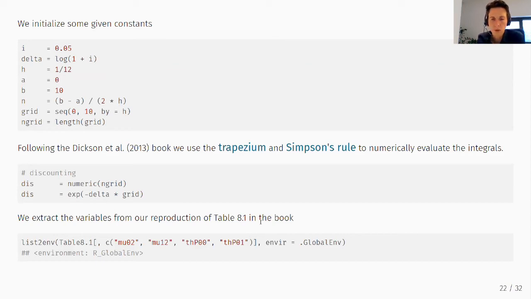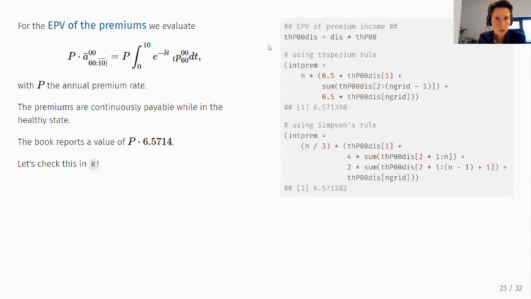That's a bit of a technical detail, just to quickly get the transition intensities and also these transition probabilities, which I calculated in the previous example. I want to recycle what I did in this previous example. So here we go.